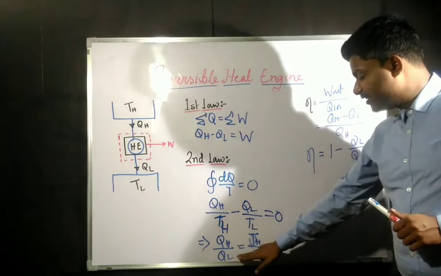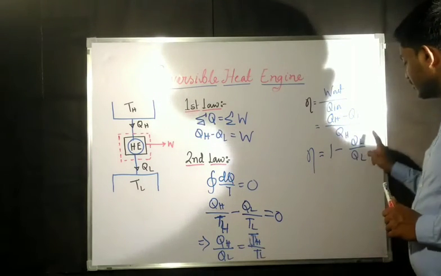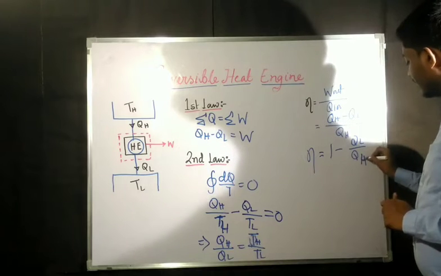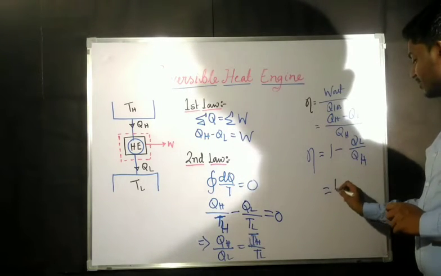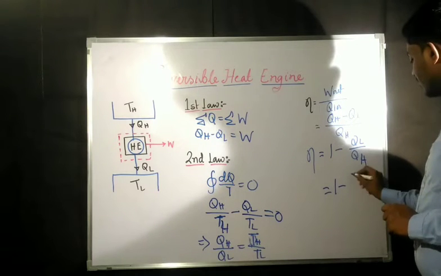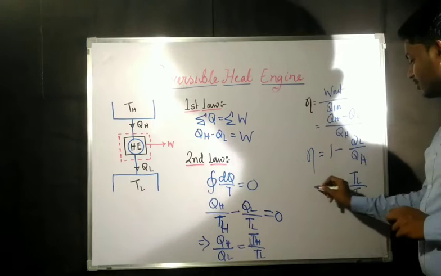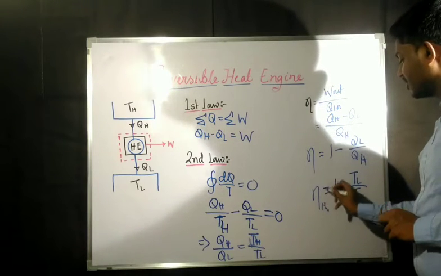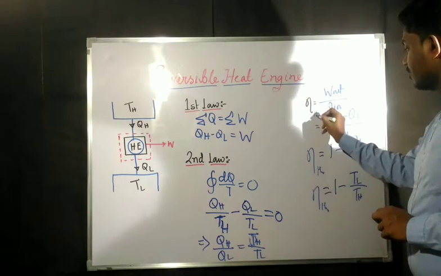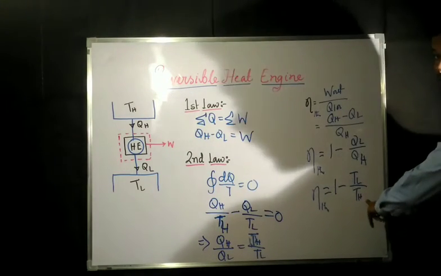Now we can see that QH by QL is going to be TH by TL. So that means that QL by QH is going to be TL by TH. So we can write it as 1 minus TL by TH. Okay, so thermal efficiency is going to be equal to 1 minus TL by TH.